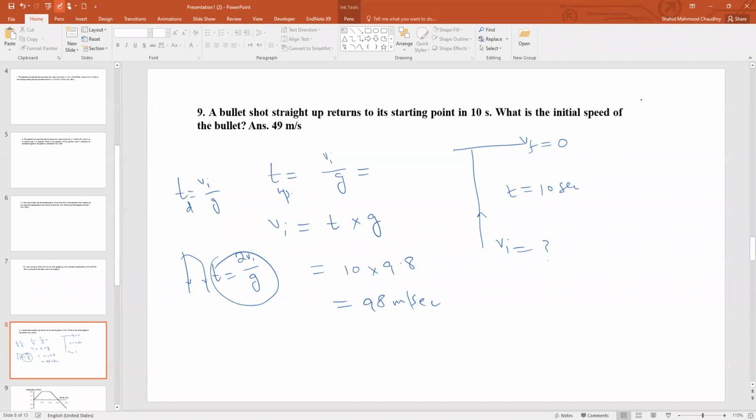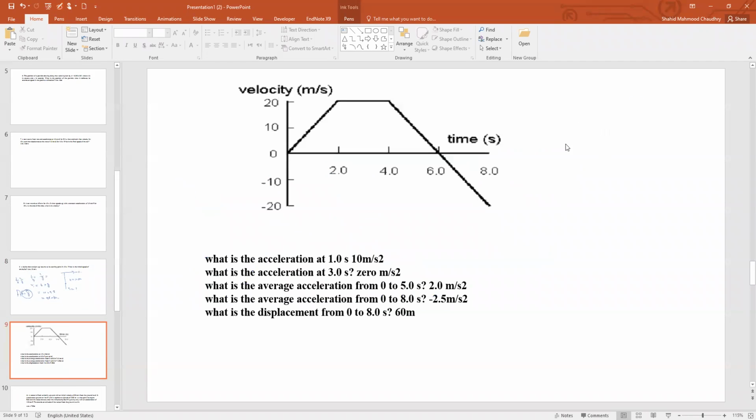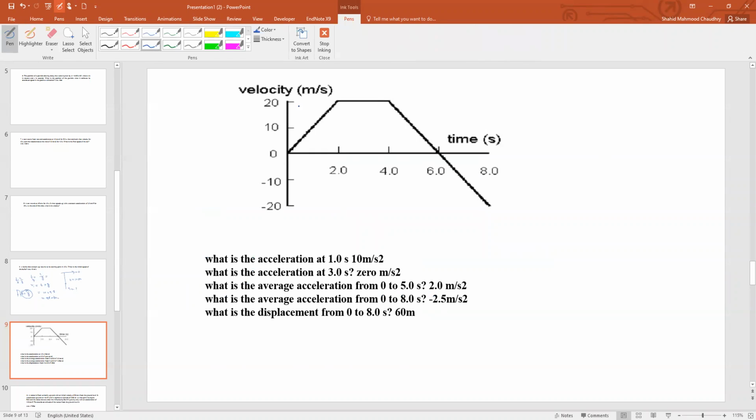Okay, after this, see this problem. This is a little tricky problem. Here we have a velocity time graph. The question is, what is the acceleration at 1 second? Here we have 2 seconds at this position. So 1 second surely will be here.